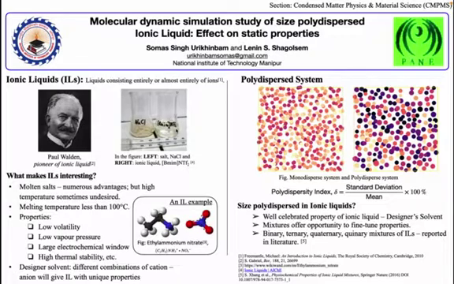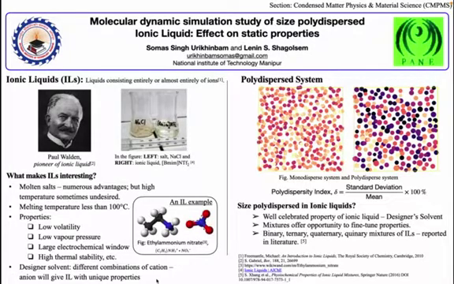Some well-known characteristics of ionic liquid are its low volatility, low vapor pressure, large electrochemical window, high thermal stability, to mention a few. It is sometimes called the designer's solvent for its ability to give unique properties by combining different ion pairs. Next, by polydispersed system, we understand it to be a system having variation in size of particles.